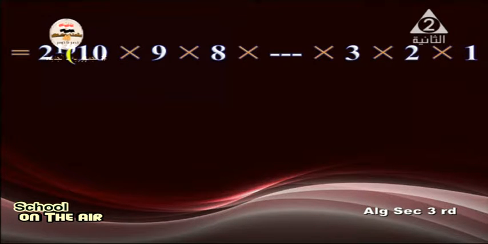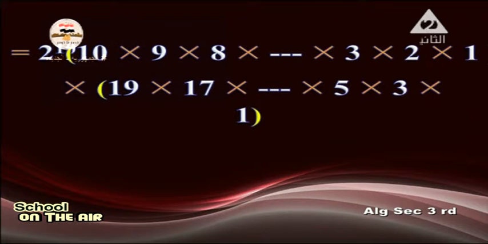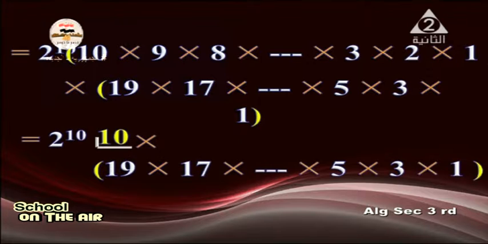The answer is 2 power 10 times a bracket containing 10 times 9 times 8 and so on, times 19 times 17 times down to 1. We put 10 times 9 times 8 and so on as factorial 10. Therefore, the answer is 2 power 10 times factorial 10 times the odd numbers starting from 19 times 17 times 15 down to 1.